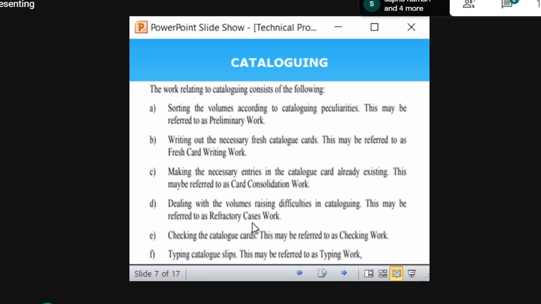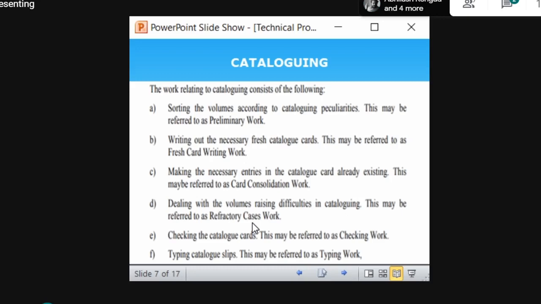Don't confuse this with OPAC. In point B, they are writing out fresh catalog cards, because cataloging work in those days was very hectic, right? They had to write out manually. For a single title, you have to write many entries: the author approach, added entry, main entry, subject entry, cross reference entry, whatever entries are there. So they will write fresh catalog cards. This work is called fresh card writing work.